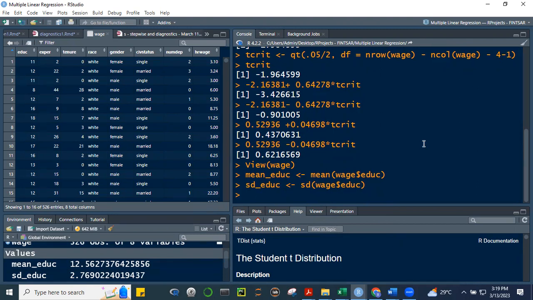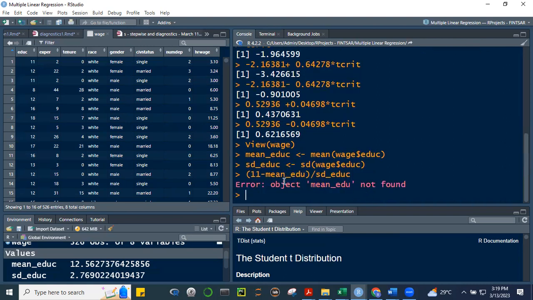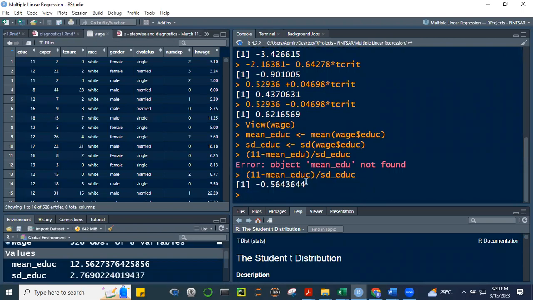You get me, class? So let's see. Let's start with 11. So 11 minus your mean_educ, divided by your standard deviation. We call it standard_deviation_educ. That's the name we gave to our standard deviation, right? This one. Oops, mean_educ. I'm careless with my variable name. All right, so it's negative 0.56.